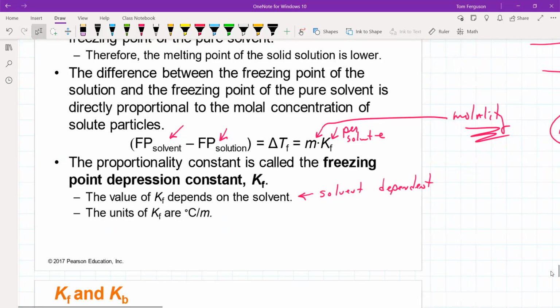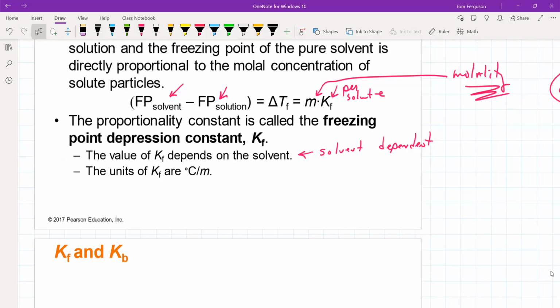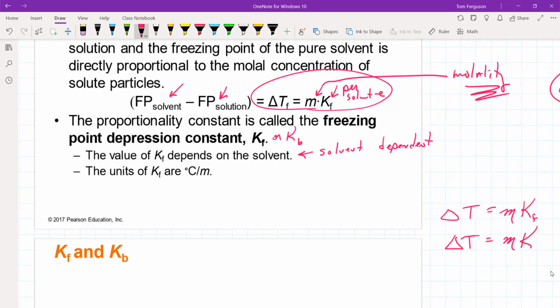Okay, so the K value, whether it's KF or KB. KB is the boiling point elevation. KF is the freezing point depression. One goes down, one goes up. Okay, so that's the equation we're going to be working on. Now we're going to be modifying this, elaborating on it in a little while, but that's the basic equation.